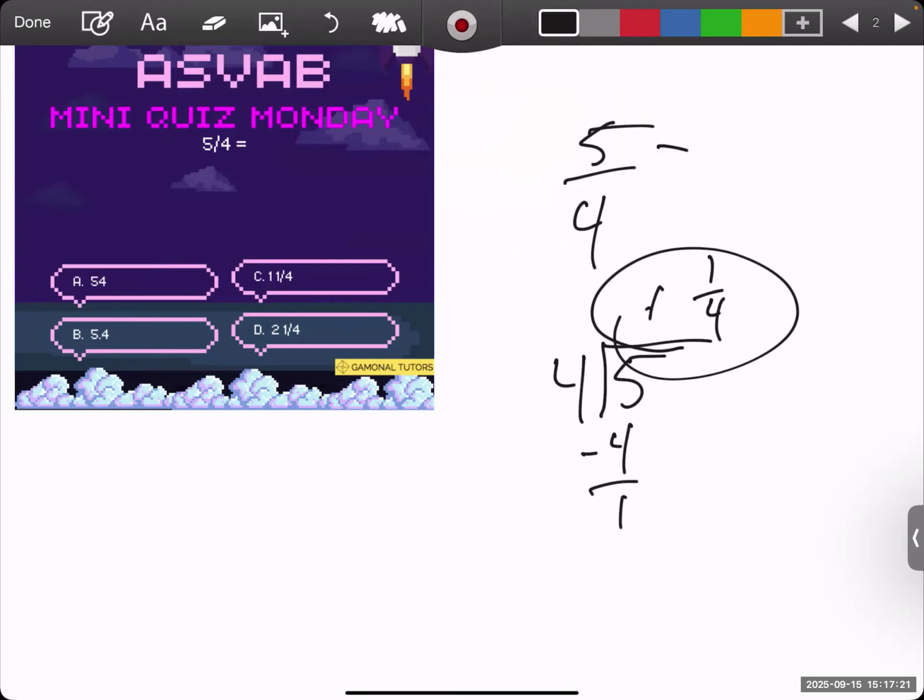Now, if I wanted to go back into an improper fraction, all I do is multiply across the bottom and add across the top. And so 4 times 1 is 4, plus 1 becomes 5/4. And so you can see, oh, okay, these are equivalent values. And that's what this equal sign means. What is it equal to? And so the answer here is going to be C, 1 and 1/4.